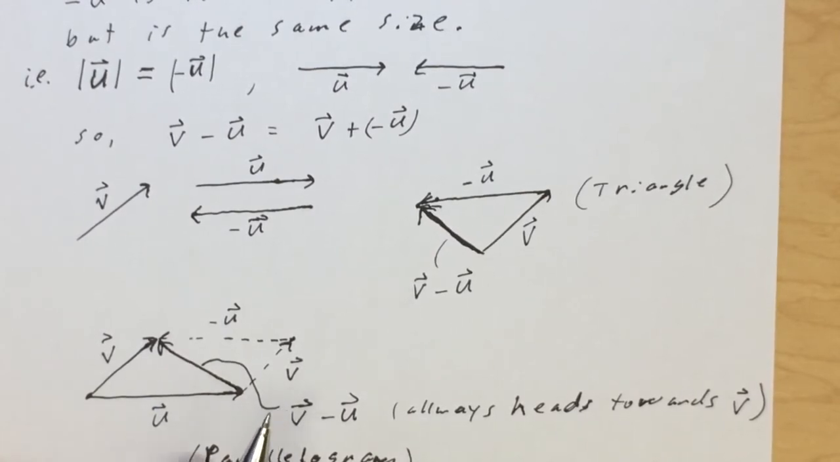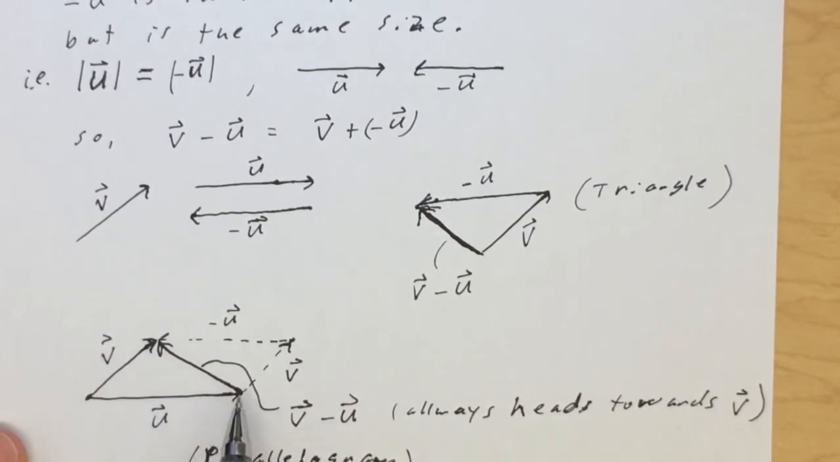The only complicated part is, okay, it's the opposite diagonal, but what direction does it go? Does it go up or does it go down? It always heads towards the vector that you start with in the subtraction. So v minus u goes from the end of u, the tip of u, to the tip of v. Okay?